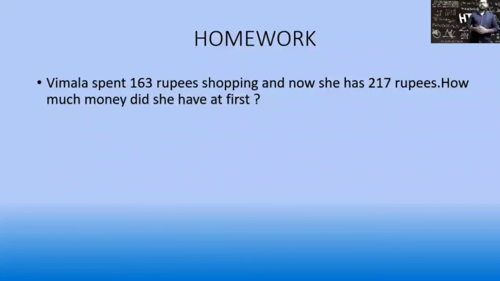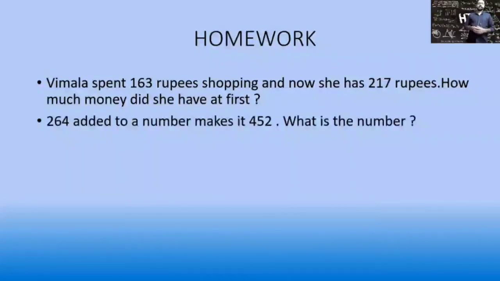Vimala spent 163 rupees shopping, and now she has 217 rupees left. How much money did she have at first? Simple question. Similar questions were discussed in our class. So you can easily solve this question, right? If anybody has a doubt, you can ask me. You don't have to be shy, okay?